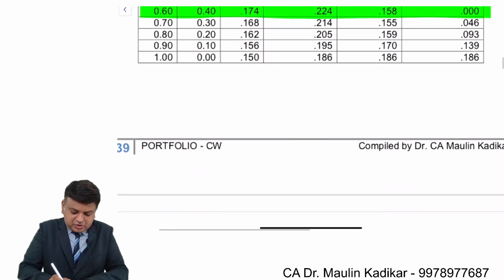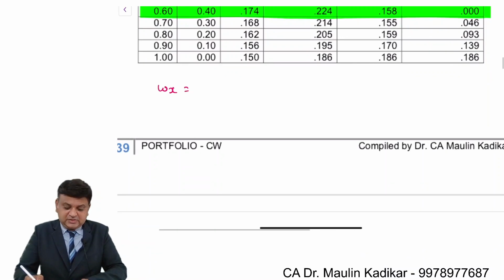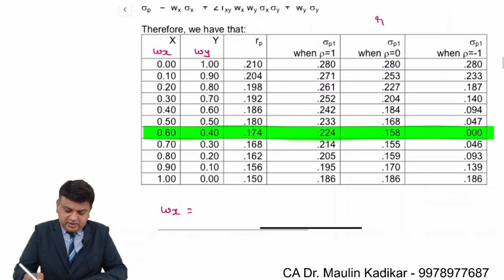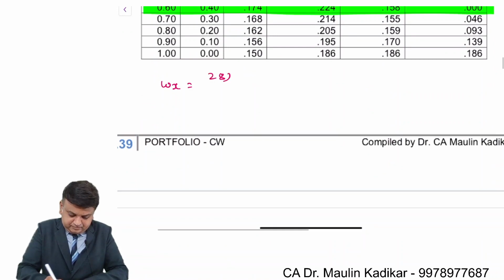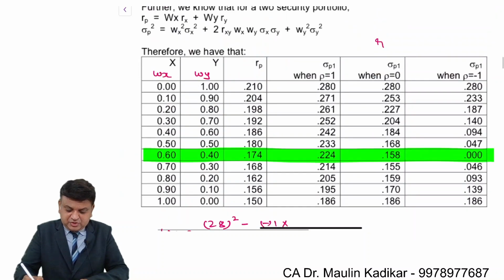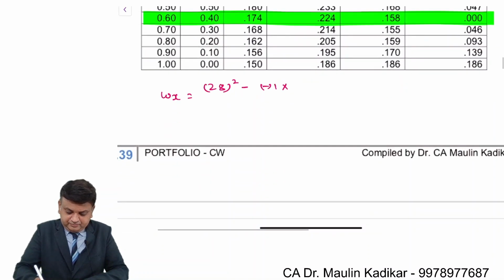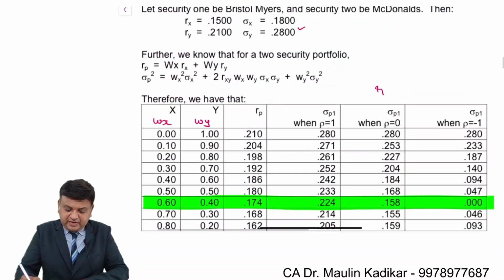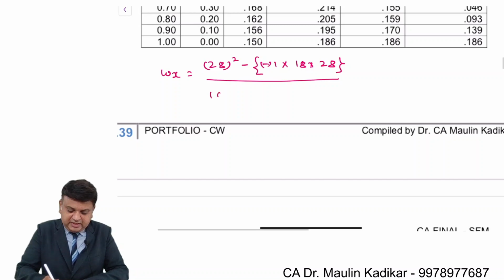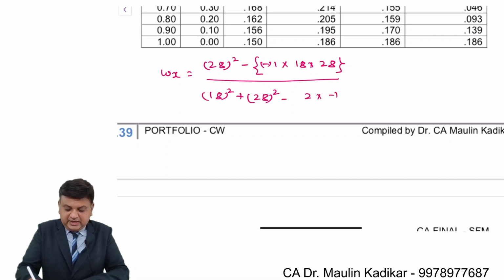If you make the computation of the Wx, that is, the variance of y, it is the square of 28 minus 1 into the standard deviation of x, which is 18, into the standard deviation of y, which is 28, whole divided by the variance of x, that is the square of 18, plus the variance of y, the square of 28, minus 2 into negative 1 into 18 into 28.